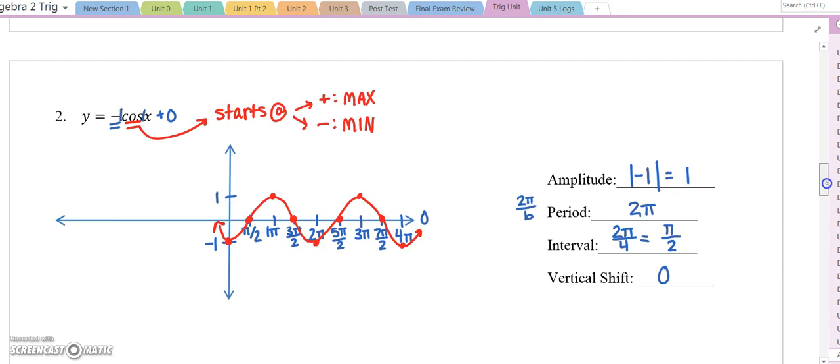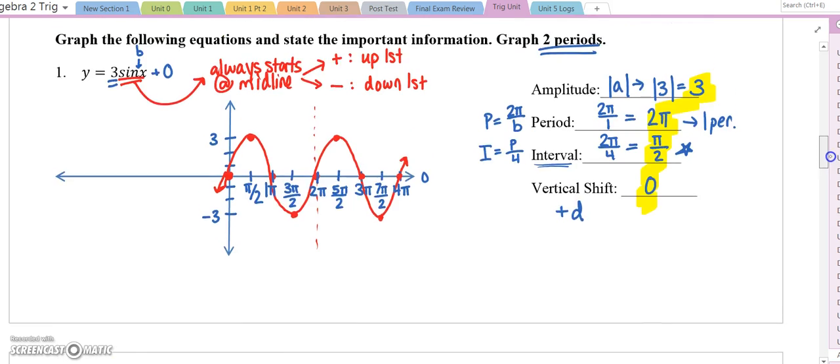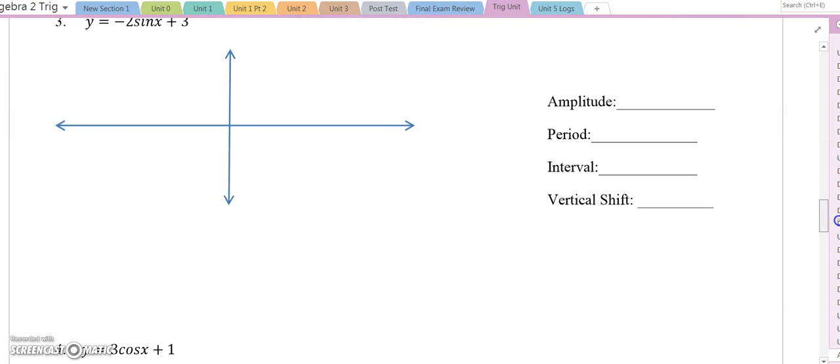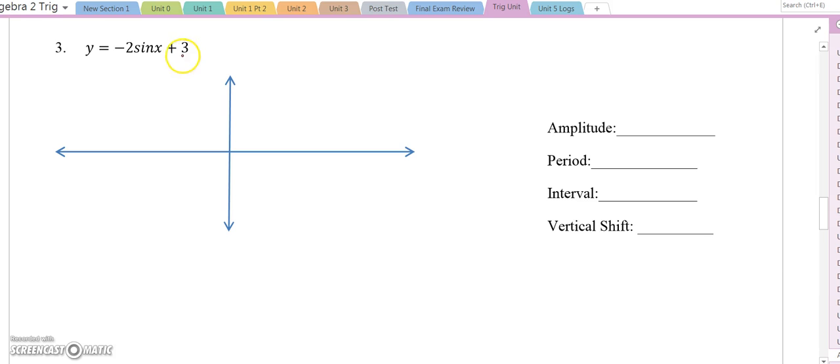I know we only got a chance to do a couple examples, but your teacher will do a few more in class with you to make sure especially that you understand the vertical shift.